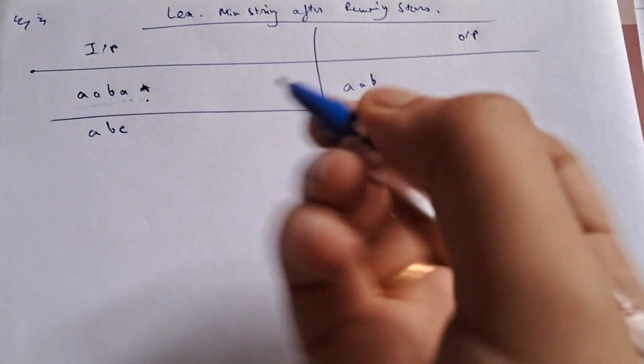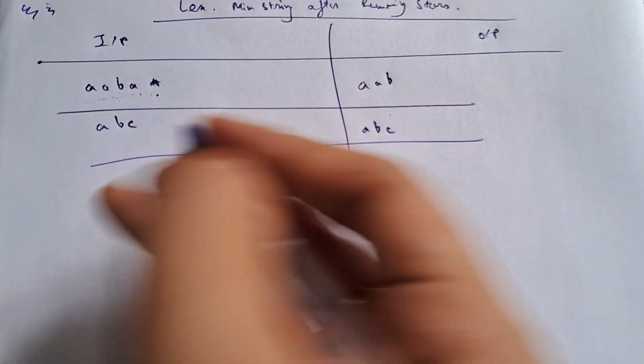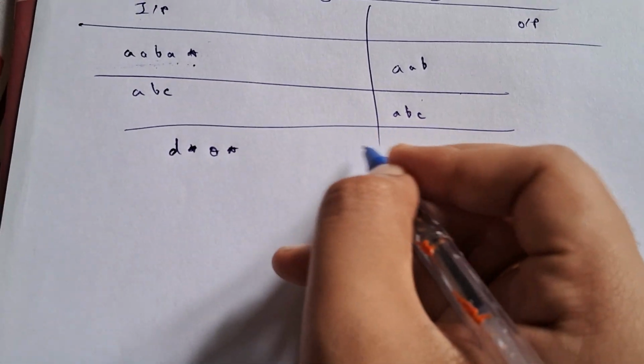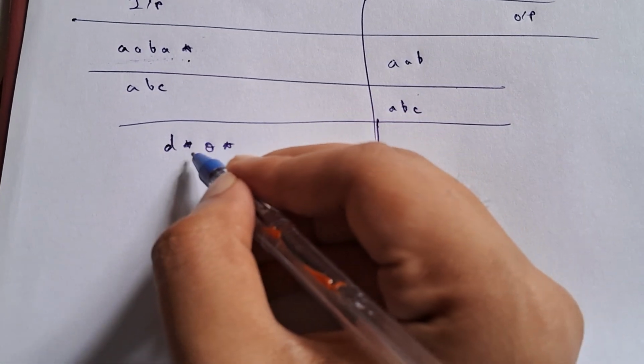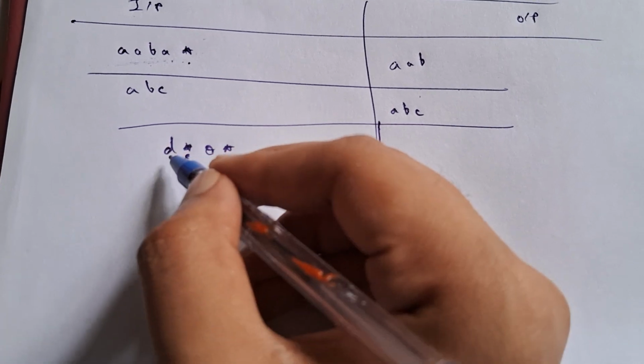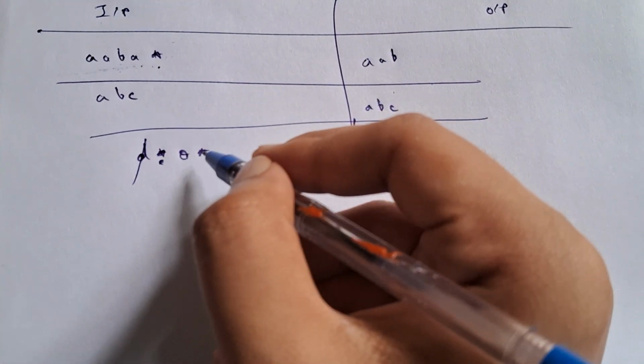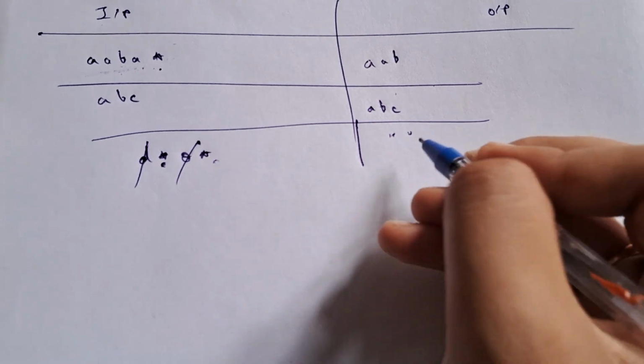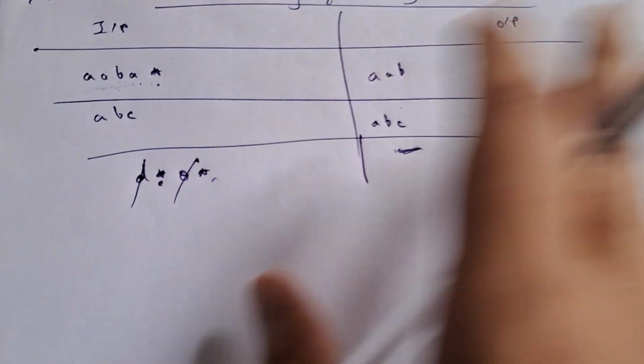Let's have another example also. Let's say it was D star O star. For the first star, the minimum is D, so you delete one D, and for the second star you delete one O, so it becomes an empty string. I hope this is clear.